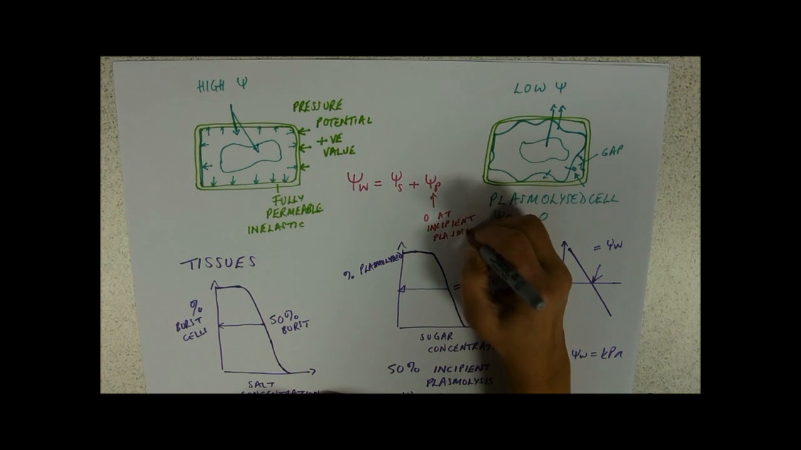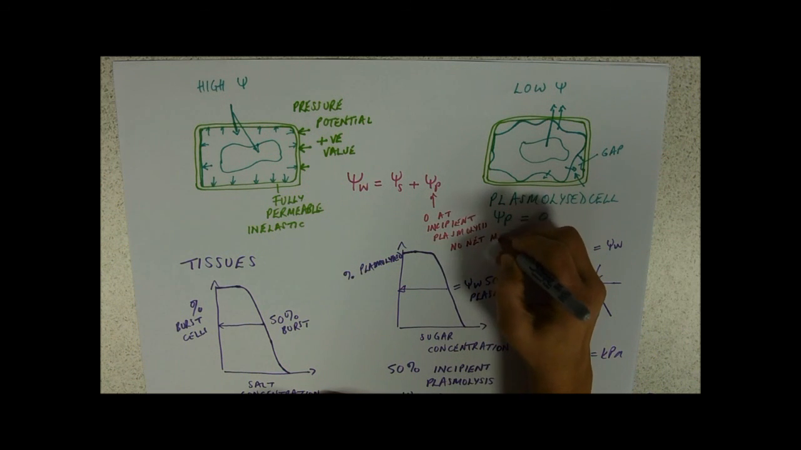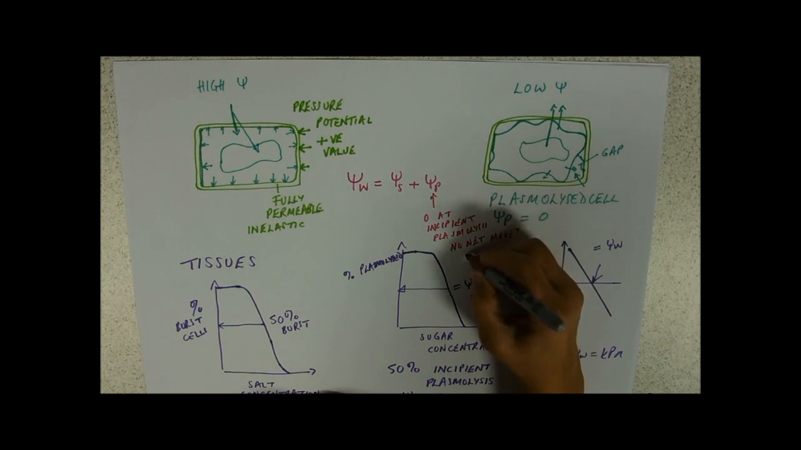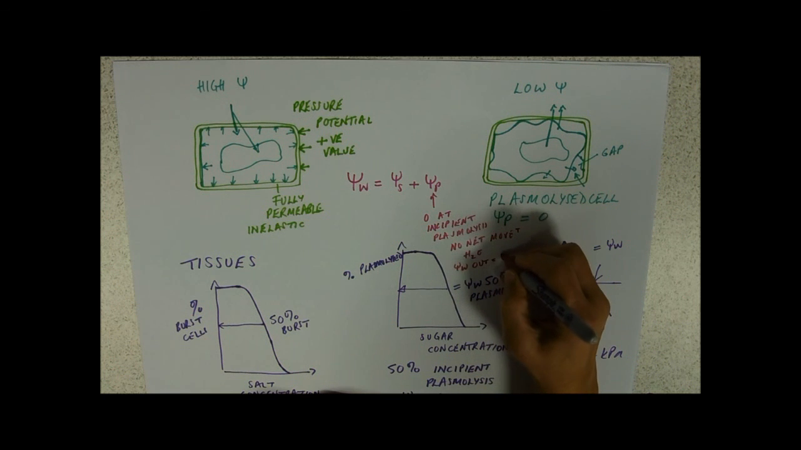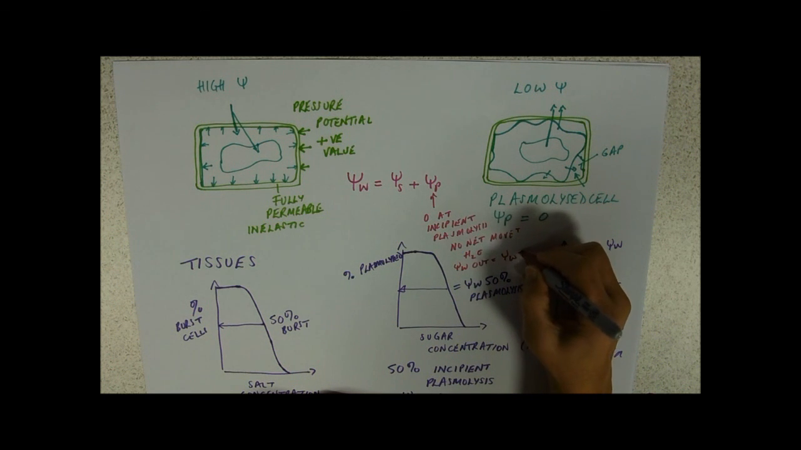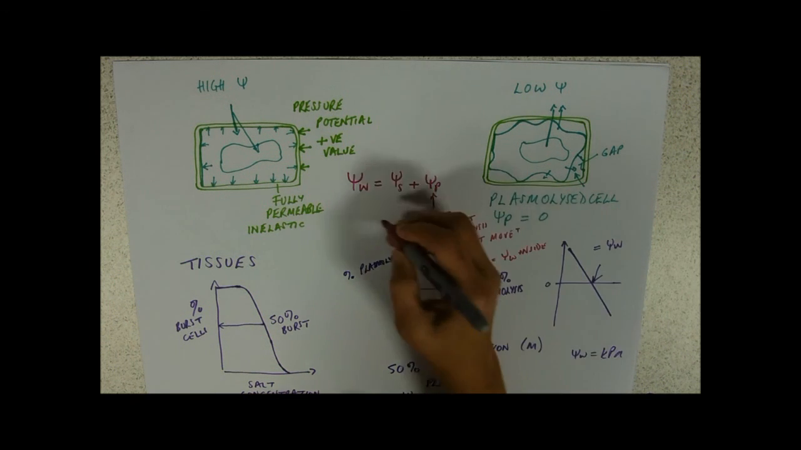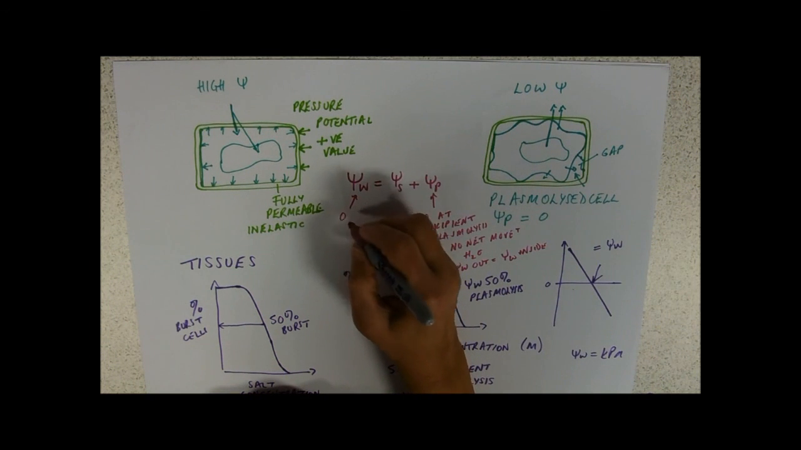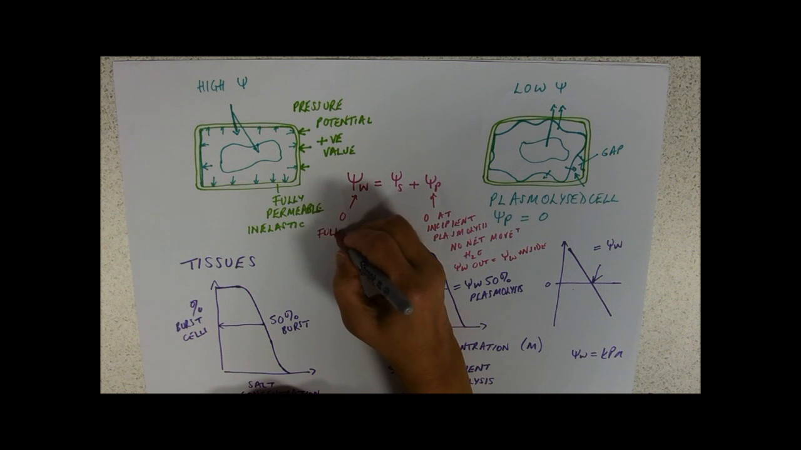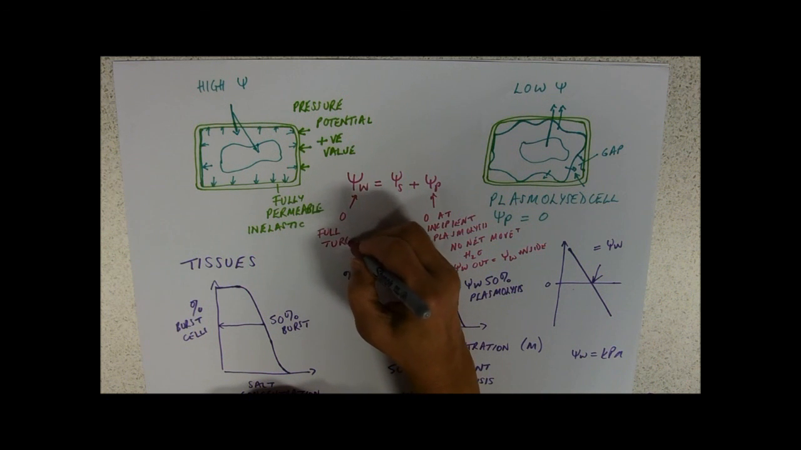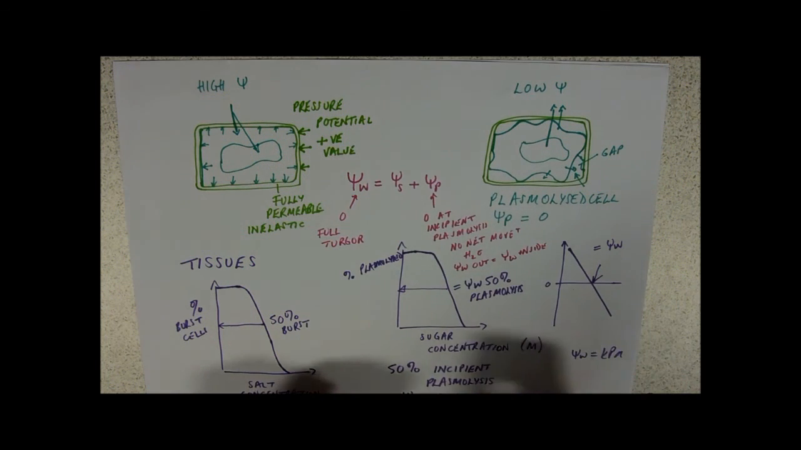or where there's no net movement of water, or where the water potential outside equals the water potential inside the tissue. This is going to be 0 at full turgor, when the cell actually physically cannot take in any more and wall pressure is at its maximum.